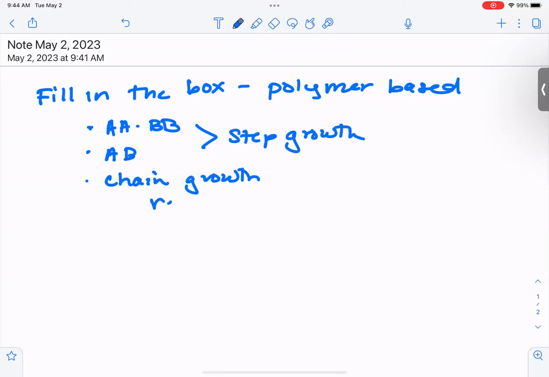And in the chain growth, you had radical, well, I did anionic first, anionic polymerization, and then cationic polymerization. Okay.